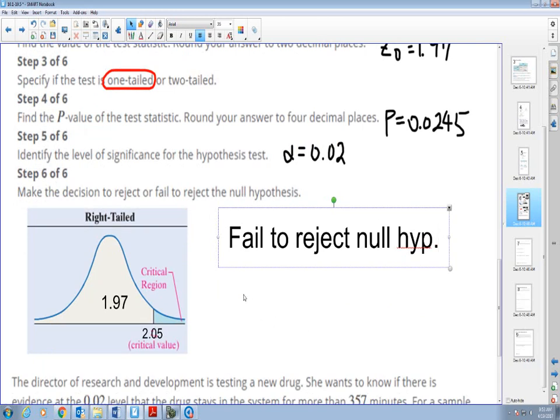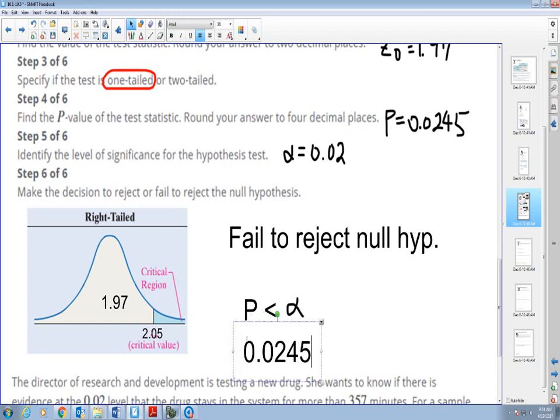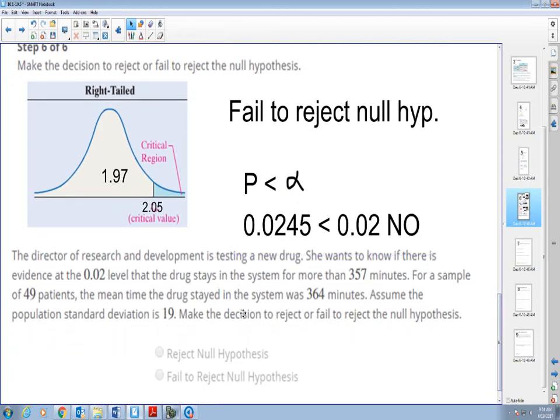Alright, so again, is my p-value less than alpha? So my p-value is 0.0245. Is that less than my alpha, 0.02? No. So if it's not, then we fail to reject. Okay. All right.